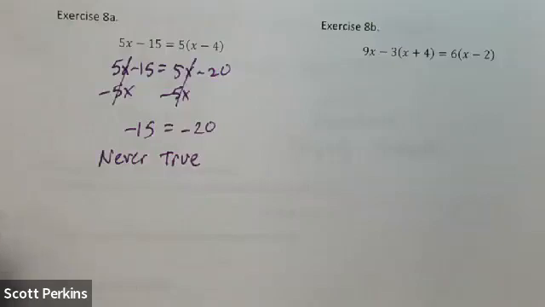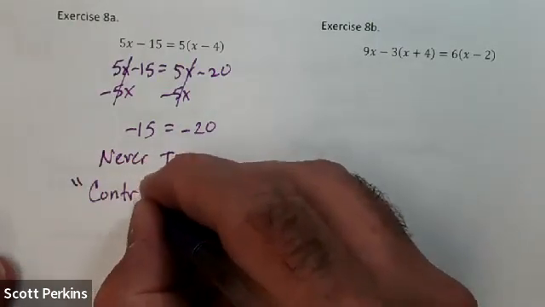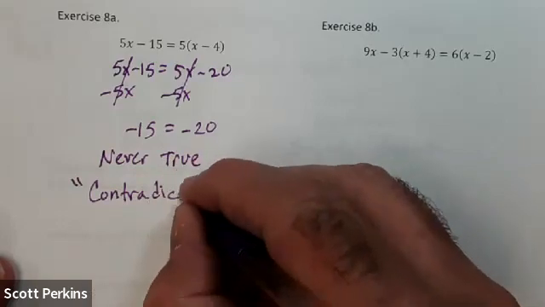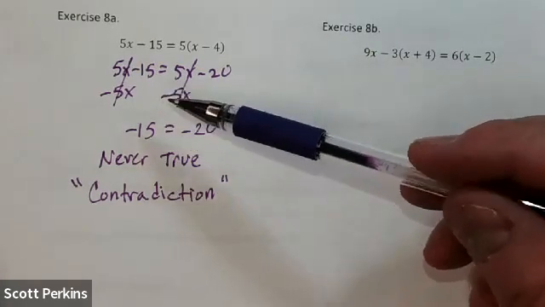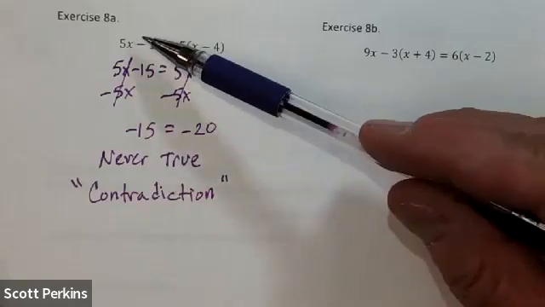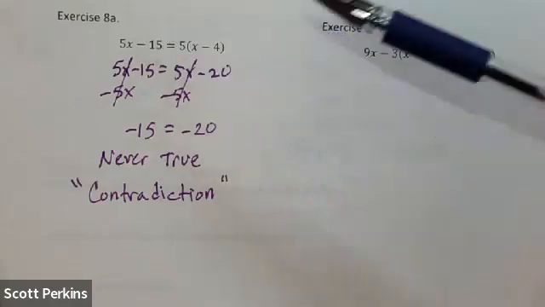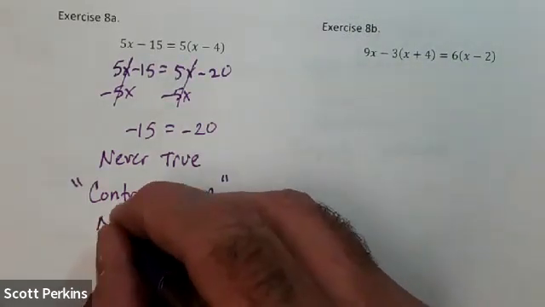And what this type of equation is called, it's called a contradiction. And since this equation is never true, what that means is there's no value of x. You can sit here all day and pick values of x. You will never pick a value of x that makes both sides the same. It's never true. And so the solution to this is that there is no solution.